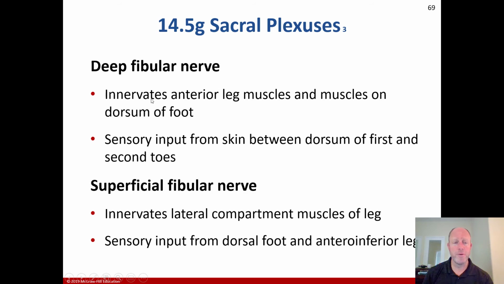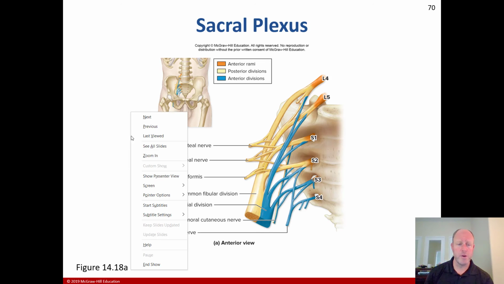Then we have our deep fibular nerve, which innervates the anterior leg muscles and muscles on the dorsum of the foot, with sensory input from the skin between the dorsum of the first and second toes, and the superficial fibular nerve, which innervates the lateral compartment muscles of the leg, with sensory input from the dorsal foot and the anterior inferior leg. So we have our sacral plexus here.